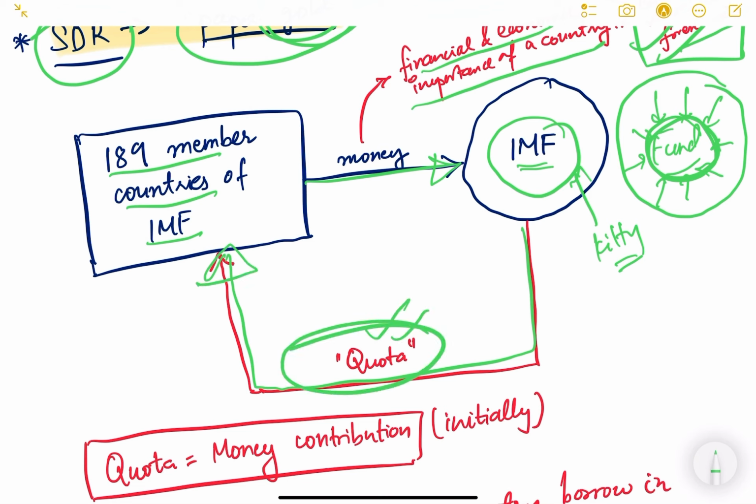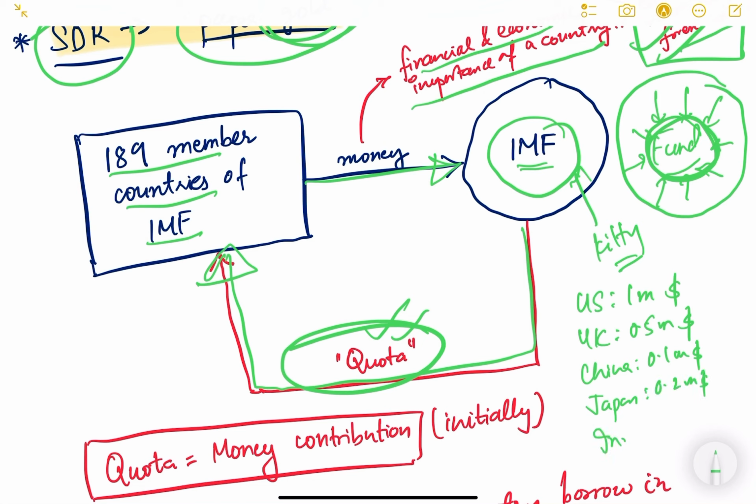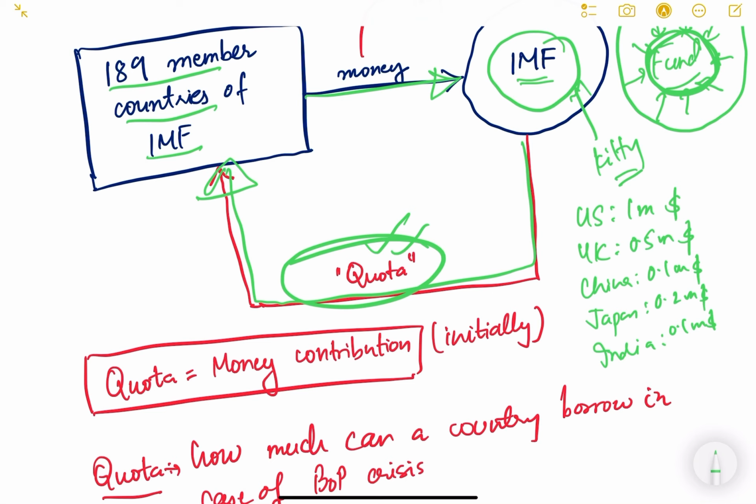Okay, so what happened? For example, I'll give you an example. For example, USA, they gave $1 million. Okay, UK, they gave $0.5 million equivalent. Okay, then China gave say $0.1 million. Then Japan gave $0.2 million. Okay, and India gave again $0.1 million. Okay, and let us have one more country. For example, France. So France gave another $0.1 million. Okay, so total how much happened? This is $2 million total.